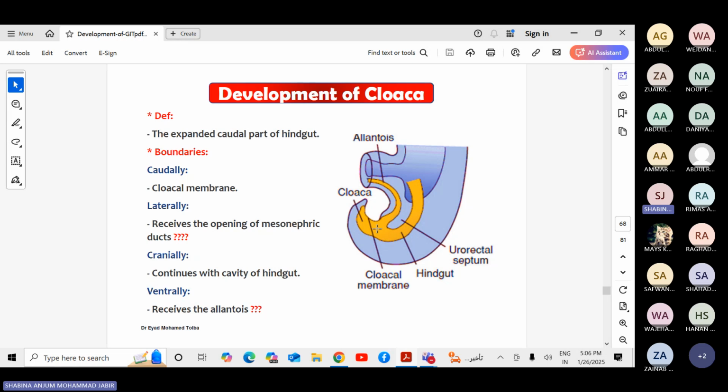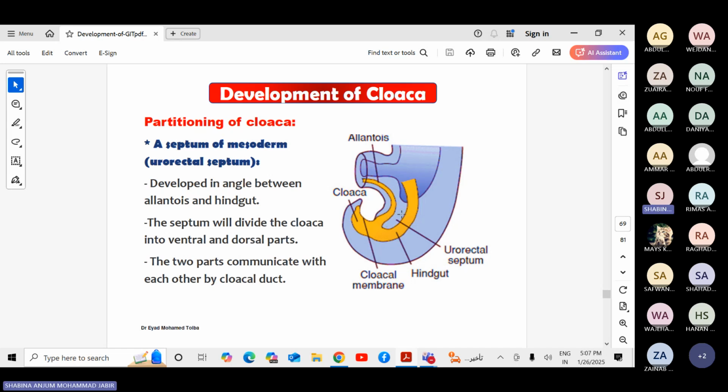Why is it there? Because it is going to develop the urinary bladder and the urinary part of the urinary system. Cranially, it is continuous with the hindgut, and ventrally it will receive the allantois. Can you see? This is the allantois. What will happen finally? This cloaca will divide into two parts by the urorectal septum. Where is the septum? This. This is the septum which will grow like this and divide it into two different parts.